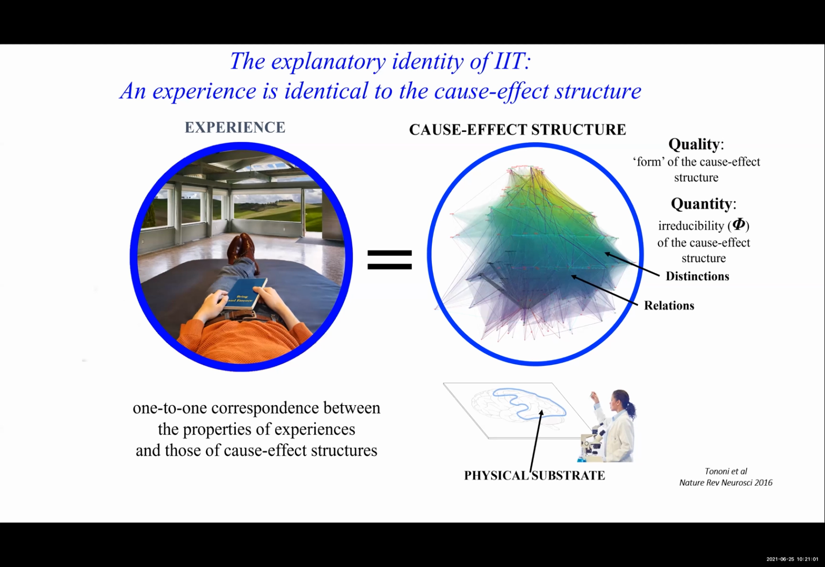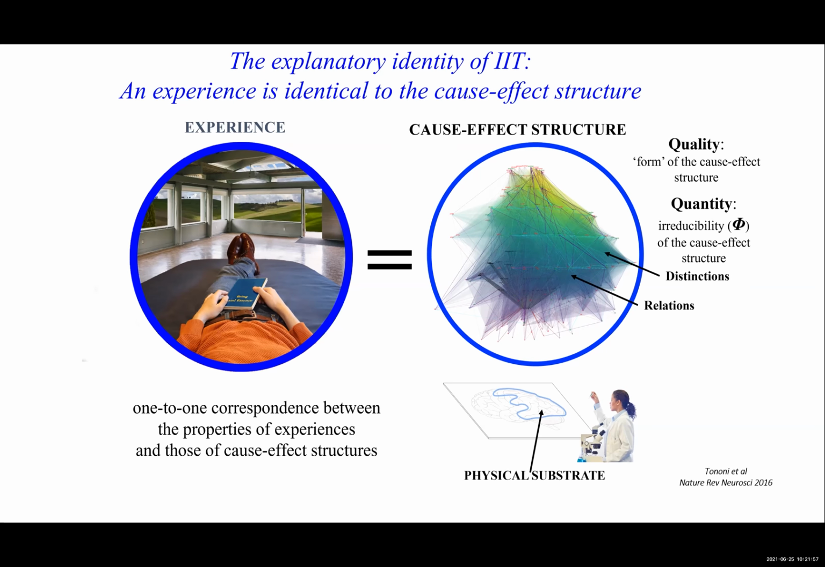All of this leads to the fundamental identity of IIT, which I want to point out, is an explanatory identity. From consciousness, we try to account for it in operational physical terms. And the identity says that an experience with all its specific integrated structure is identical in physical terms to a cause-effect structure, what I just showed you before, which is composed of distinctions and relations. The quality of the experience, the way the experience feels, should be accounted for completely by the distinctions and relations that compose the structure, by its form, if you wish. And the amount of consciousness, the quantity of experience, is measured by phi, the measure of irreducibility, which is really a quantifier of existence. And there must be a one-to-one correspondence then between the properties of experiences and those of the corresponding cause-effect structures.